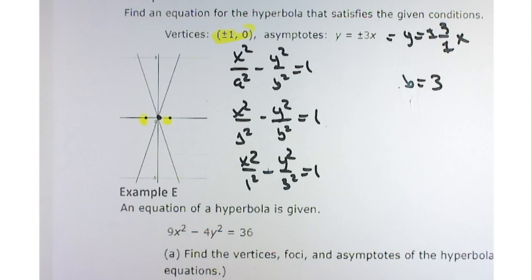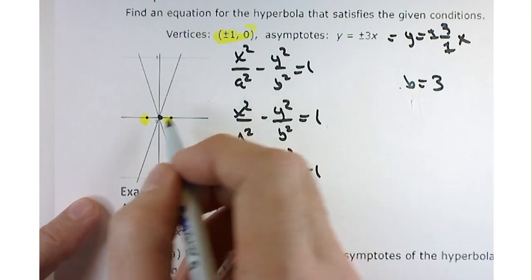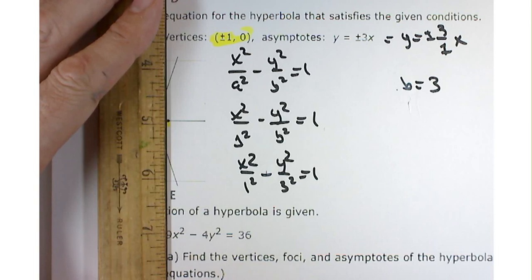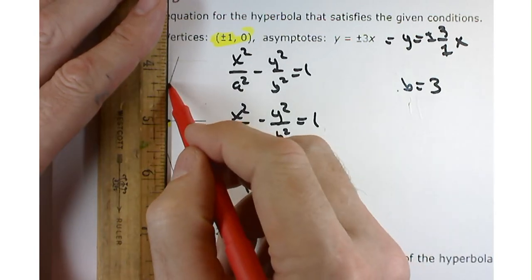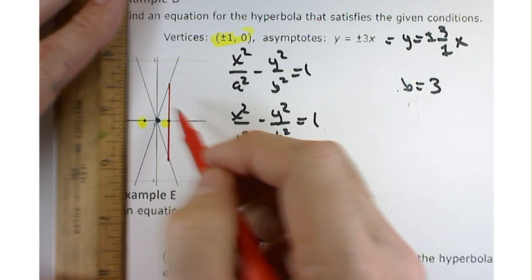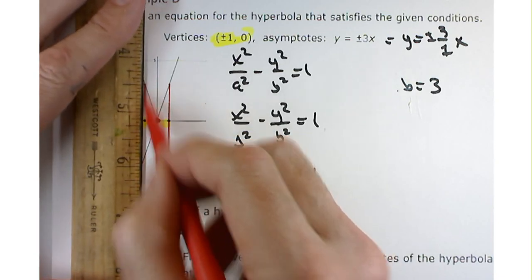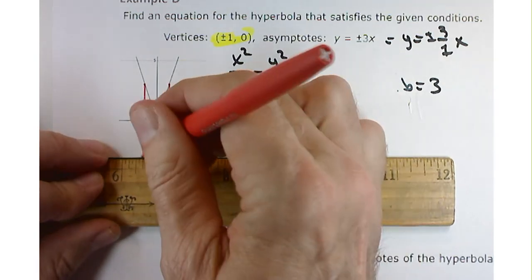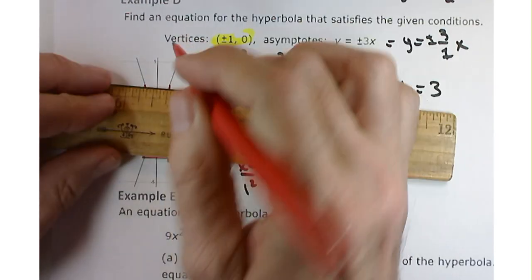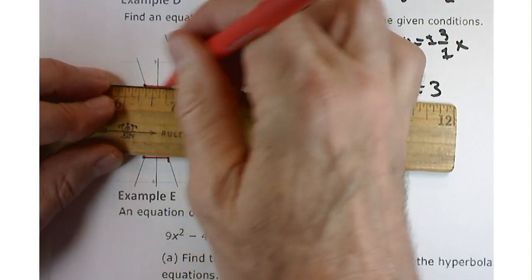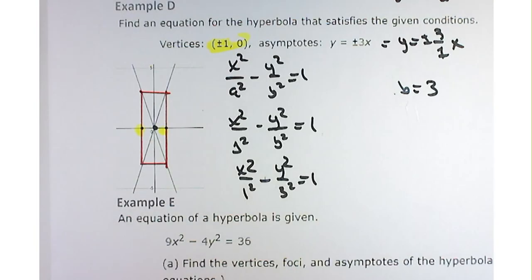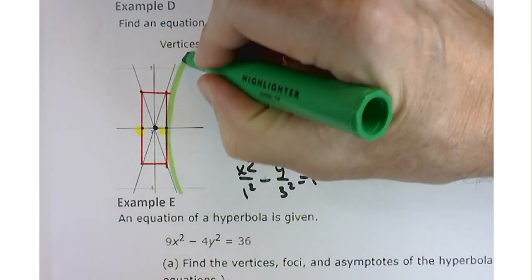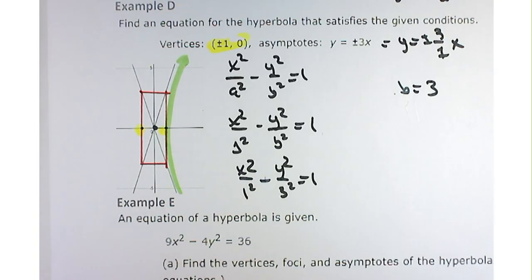You could draw this out as well. So for instance, if I wanted to graph this, I would draw in my rectangle, which is going to go through this box to this side, this one, and then just sketch in the graph. There and here.